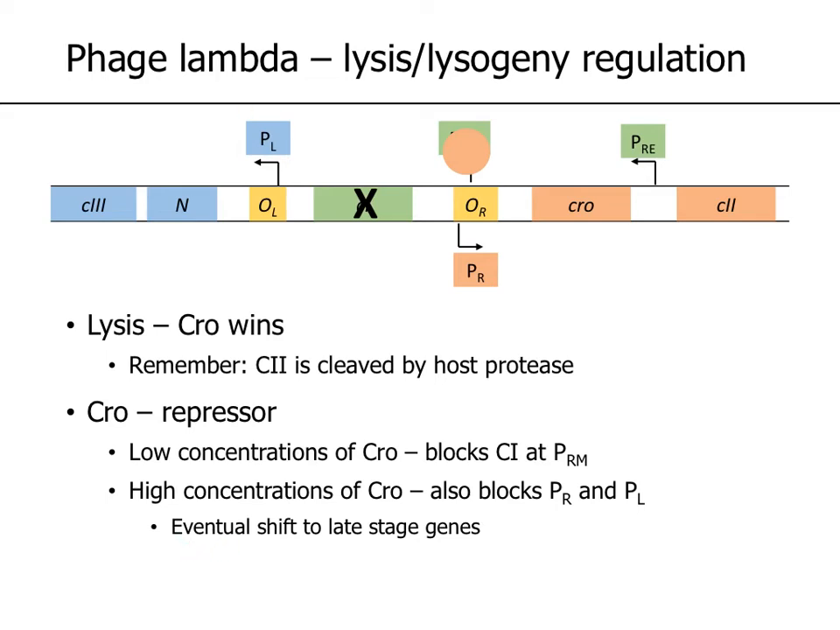If you remember how the life cycle of the phage works, there are early genes versus late stage genes. Once it's done with the early genes and CRO is high enough, it can repress those and move on to the late stage genes.